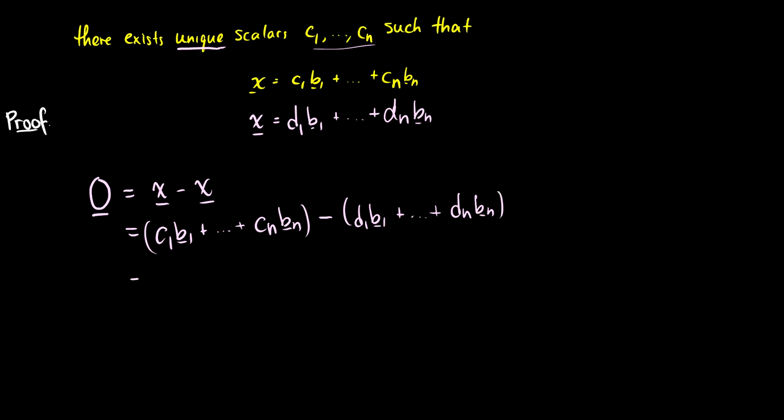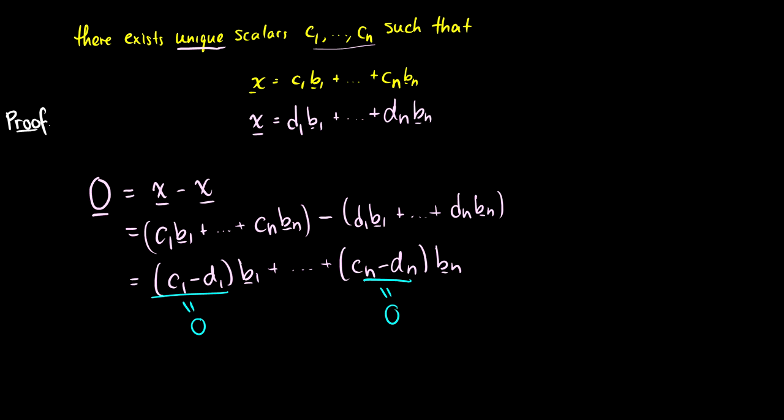Okay, so now what we can do is we can collect like terms. So we're going to get c1 minus d1 times the vector b1, and this will be consistent all the way up to cn minus dn times bn. Okay, so the next key part is that these are vectors in a basis, so they're going to be linearly independent, which means only the trivial solution exists. So this c1 minus d1 has to equal 0, cn minus dn, they all have to equal 0.